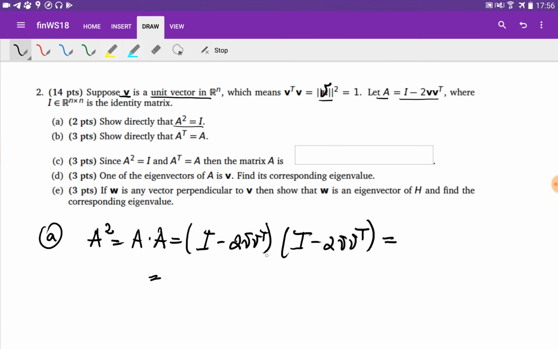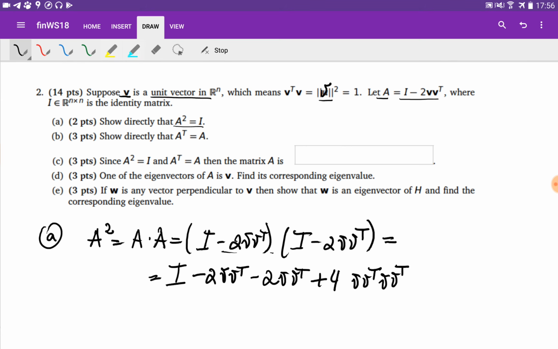It's going to be identity multiplied by identity, which is identity. Then identity multiplied by this one is going to be simply minus 2VV transpose. Again, minus 2VV transpose, and then minus 2 times minus 2 is going to be plus 4VV transpose multiplied by VV transpose.